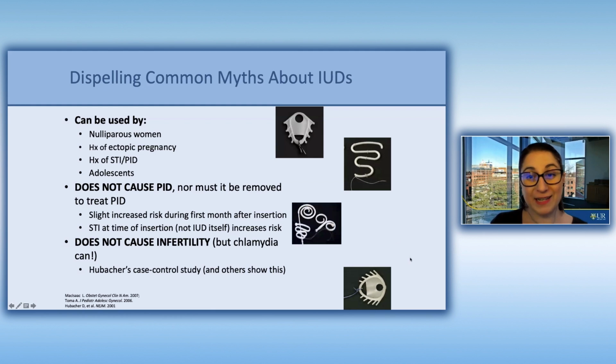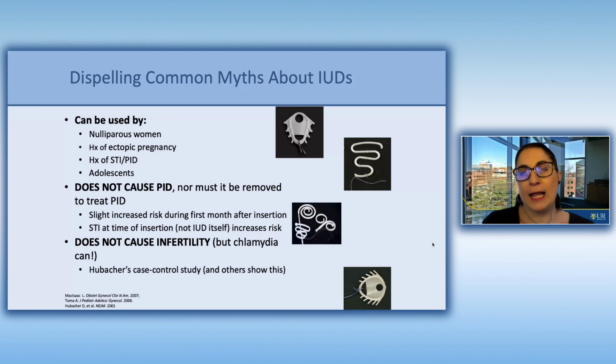And so you can see these graphics here are of old IUDs that are terrifying looking, right? Way back when, these were on the market, and they have since been pulled. The IUDs now available, or intrauterine devices, are T-shaped devices. The current IUDs can be used in patients who have never had a baby before, or nulliparous women. Previously, that was not the case. They can be used in people who have had an ectopic pregnancy. They can be used in people who have had an STI and or even PID, or pelvic inflammatory disease, in the past.